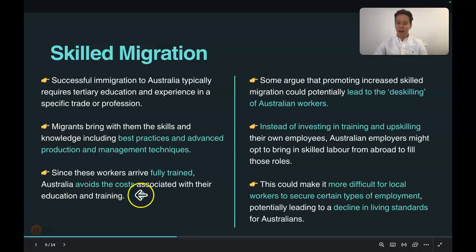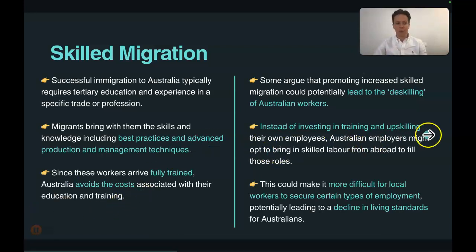The benefit here, on top of contributing to the workforce, is that since these workers arrive fully trained, Australia avoids the cost of having to educate them. So from a domestic perspective, in some way or another, most of us enjoy subsidised education from the Australian government, and that costs lots of money. But in terms of a skilled migrant, that's not the case. They come here ready to go, and Australia has not had to wear the cost of training them.